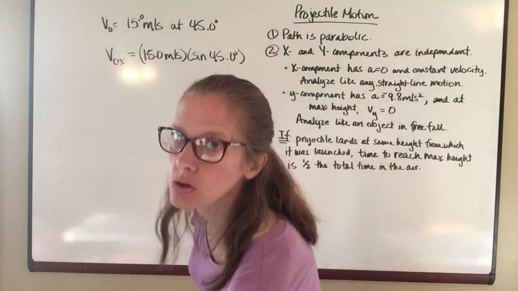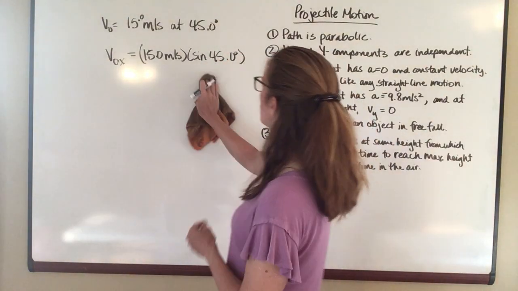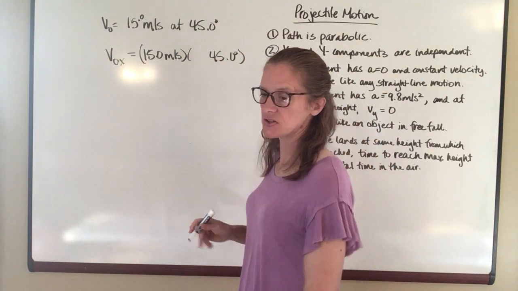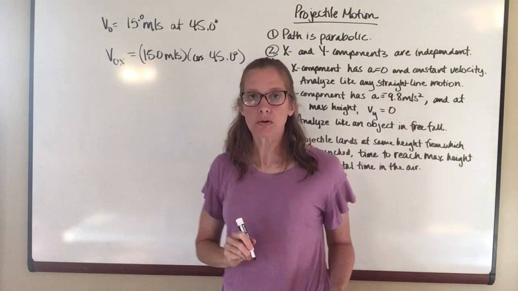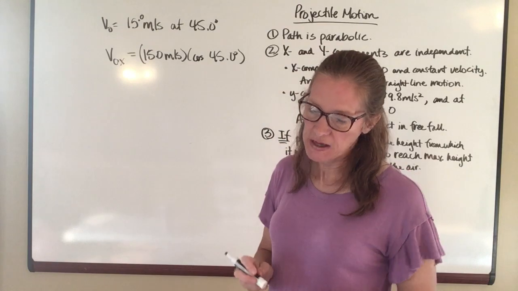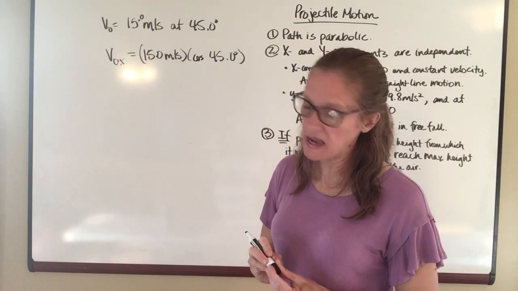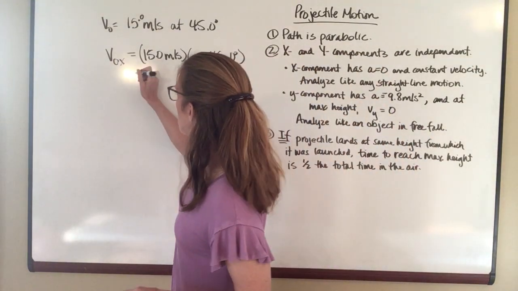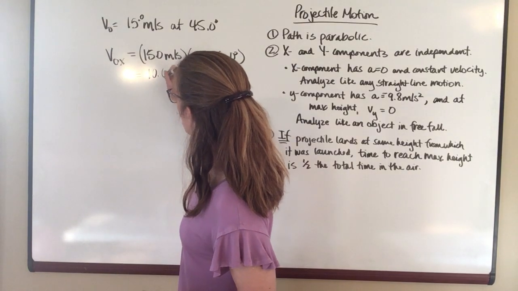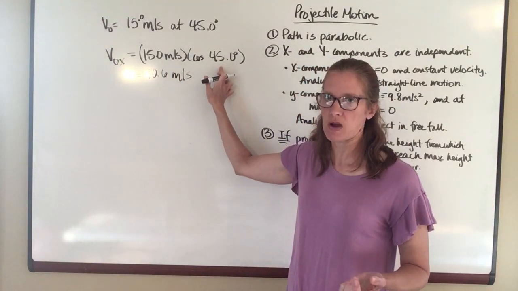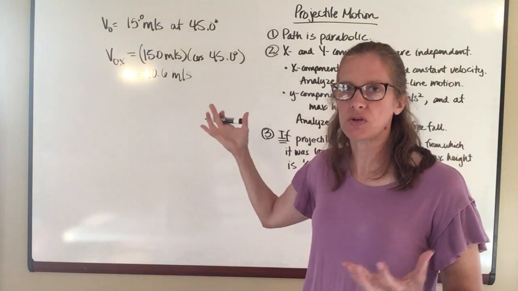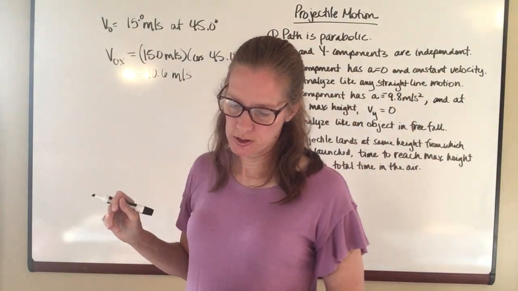So I have the initial velocity in the x direction, and for the initial velocity in the x direction, I don't use the sine, but rather I use the cosine. And because I'm using a 45-degree angle, this turns out to be the same. So it's still going to be 10.6 meters per second. Again, it's only the same because this was a 45-degree angle. Sine and cosine of a 45-degree angle are equal to one another.